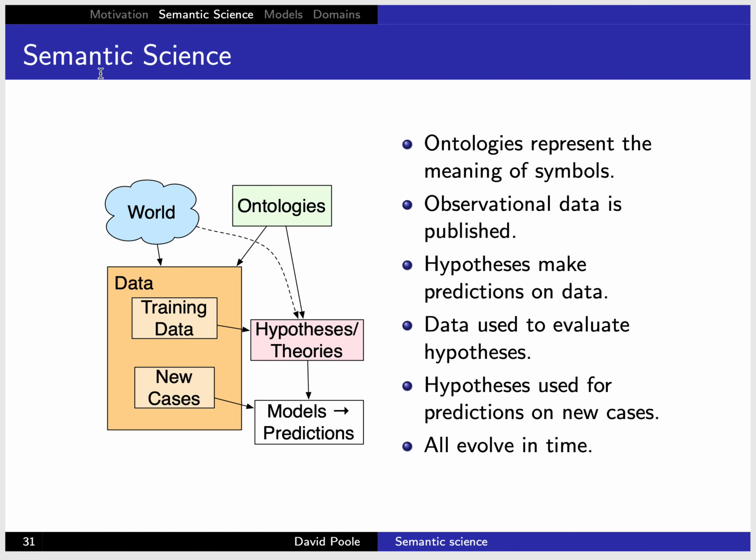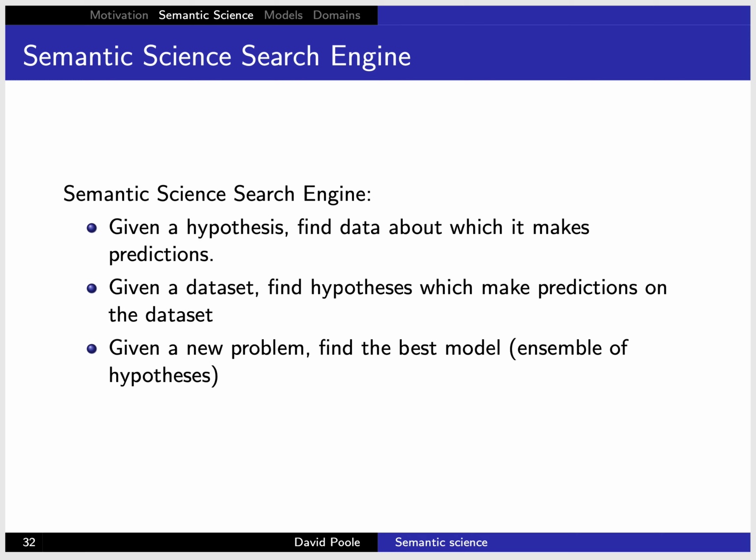So here's the diagram we saw before. Ontologies represent the meaning of symbols. Observational data is published. Hypotheses make predictions on data. And data is used to evaluate hypotheses. And hypotheses are used for predictions in new cases. And all of these evolve in time.